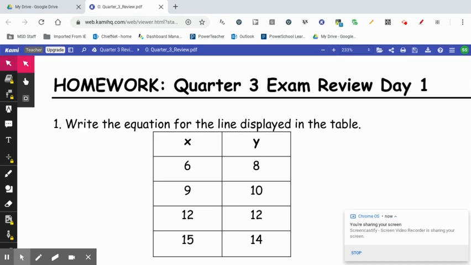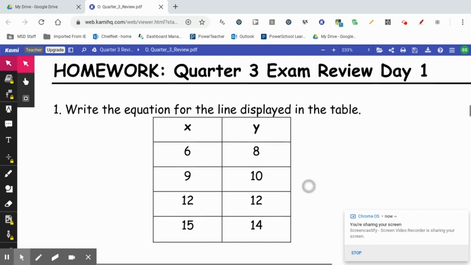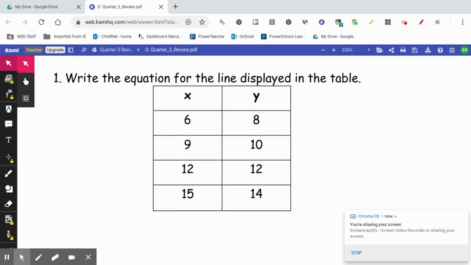Hi guys, we're going to go over a few questions from the homework for quarter 3 exam review day 1. So I believe we're on page 7 and we're going to start with the first question. The first one says, write the equation for the line displayed in the table.